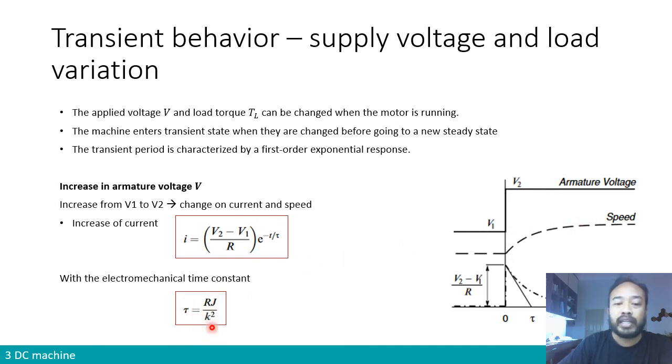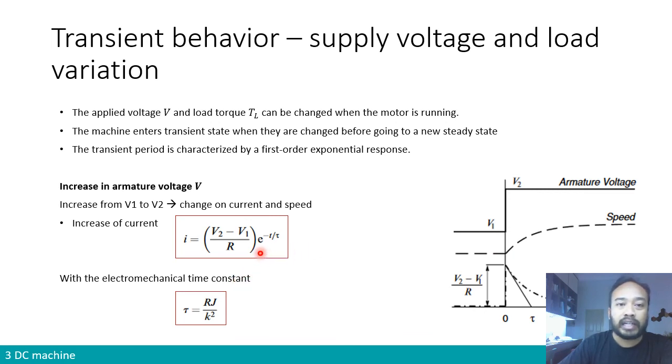Divided by K squared, K is our electromechanical constant, the relation between speed and back EMF, or the relation between torque and current. So what we can see from this tau is that if we have a small winding resistance, then tau will be small. Therefore the current will decrease rapidly into steady state. But if R is higher, then the current will take a lot of time to decrease to its steady state value. As for J, as I explained just now, if we have a higher load and therefore higher inertia, then it will take much longer for the machine to attain its new steady state speed.